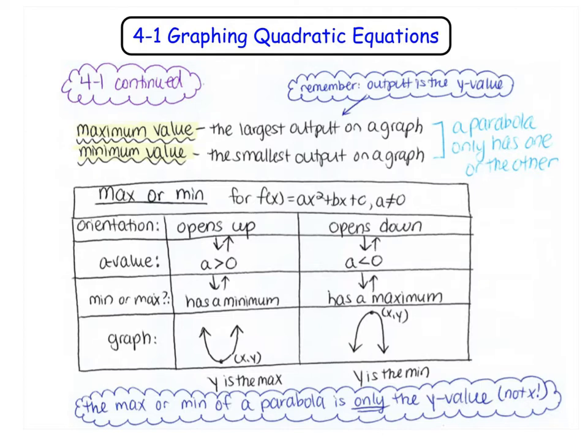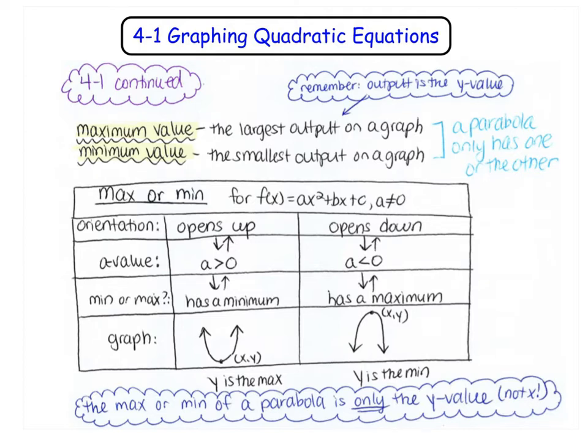The maximum value is the largest output on a graph, and the minimum value is the smallest output on a graph. For a parabola, you will only have one or the other. You can't have both. When I ask for the maximum or minimum, I'm just talking about the y value. The max and min always occur at the vertex. But when you're saying the max or min value, you don't give me a coordinate point, you just give the y value, unless I ask for the maximum point or minimum point.